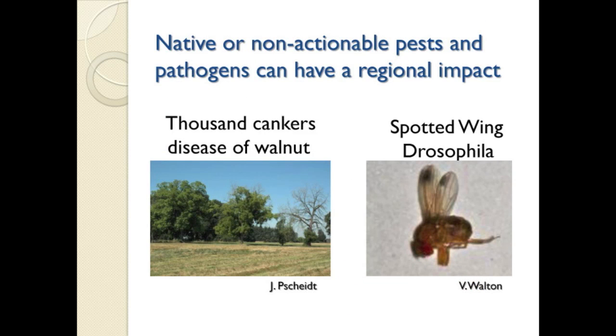In addition to these imported plant pests, there are a number of native pests or non-actionable pests that can have a regional impact. They may not be regulated by the federal system, and yet they cause problems in certain regions of the United States. For example, thousand canker disease of walnut or spotted wing Drosophila. And we want to keep these things from moving around across the country.